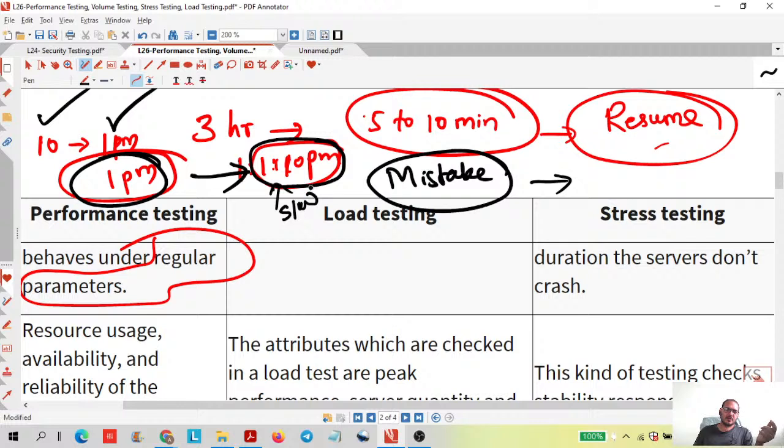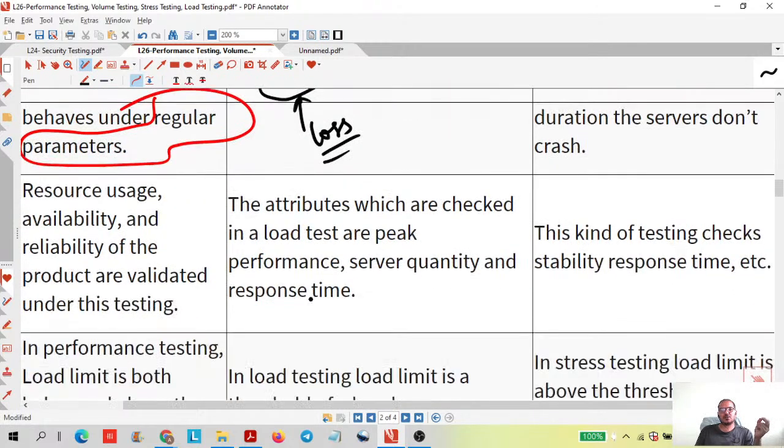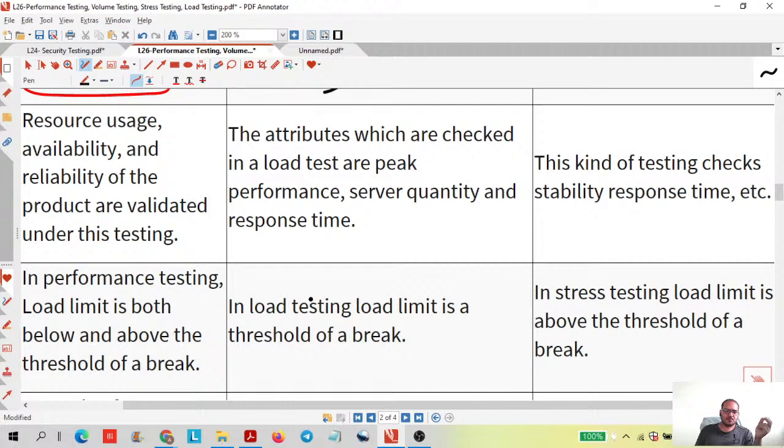If we find that it is a problem of the software, then it is a loss to the organization, because they deployed software without doing any testing. And during any abnormal condition, it gives different results. So it is a loss to the organization. So performance testing is very important. The resource usage, availability, and reliability of the product are validated during performance testing.